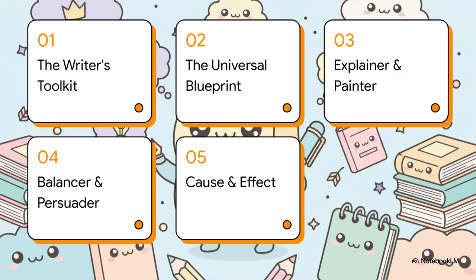So here's the game plan. We're going to explore this entire toolkit. We'll kick things off by figuring out what an essay actually is, and then we'll look at the universal blueprint that, believe it or not, fits every single type. After that, we'll dive into the specialized tools: the explainer, the painter, the balancer, the persuader, and finally, the one for uncovering cause and effect.